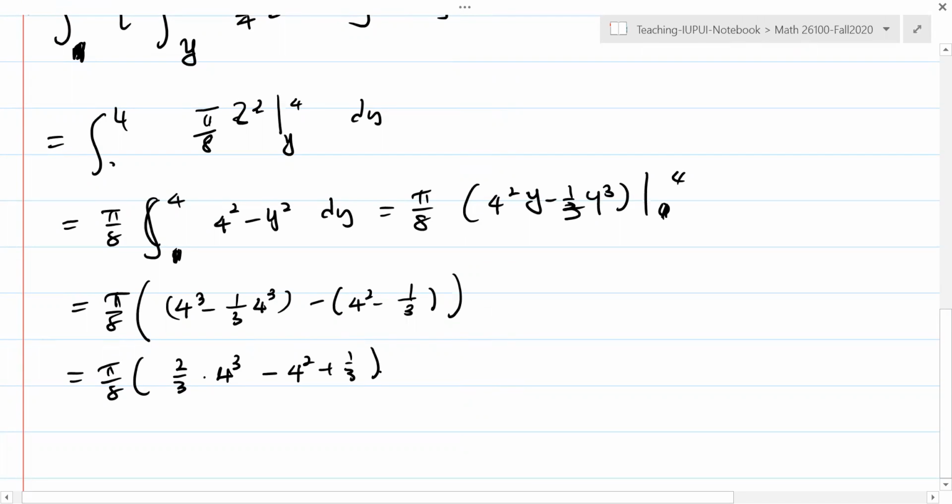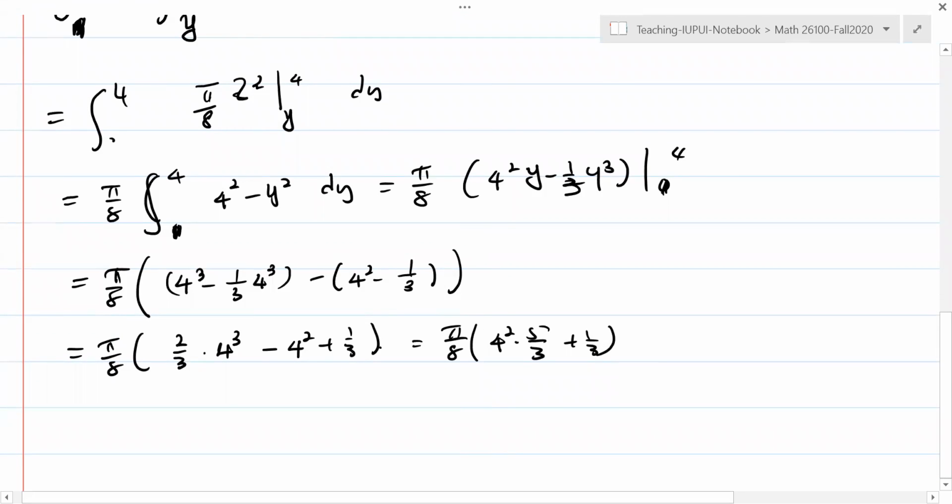What is this? Okay. So this is going to be 4 squared taken out. Yeah, 4 squared taken out, then 2 times, yeah. And actually this is going to be pi over 8. I take a 4 squared out, and I have 8 minus 3, so 5 over 3 plus 1/3. Okay, you can simplify. I'm not going to continue this.